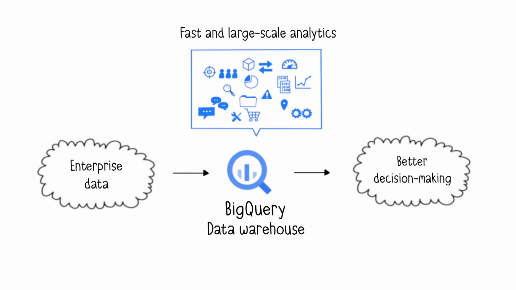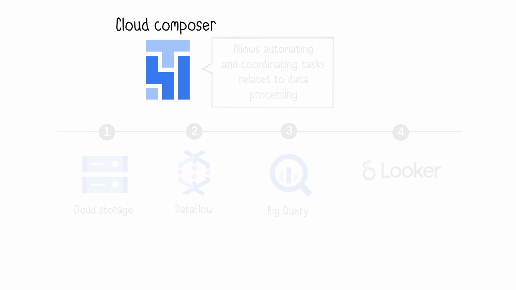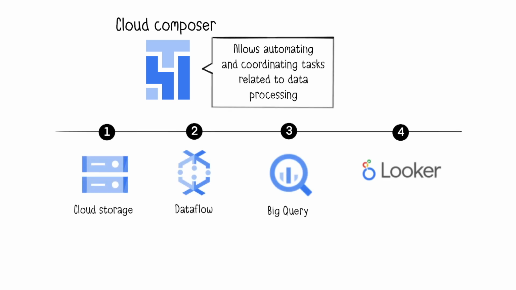BigQuery is therefore ideal for quickly exploring large amounts of data, creating detailed dashboards and reports, and running ad hoc analyses. Cloud Composer, based on Apache Airflow, is a service that automates and coordinates data processing tasks. Said differently, Cloud Composer coordinates steps that must run in a specific order. For example, extracting data from a database, transforming it, loading it into BigQuery, and launching a report or visualization via Looker. Just to quickly mention Looker, it is a business intelligence platform that allows for creating data models, visualizing real-time data, and generating dashboards. Next up, AI and machine learning services.